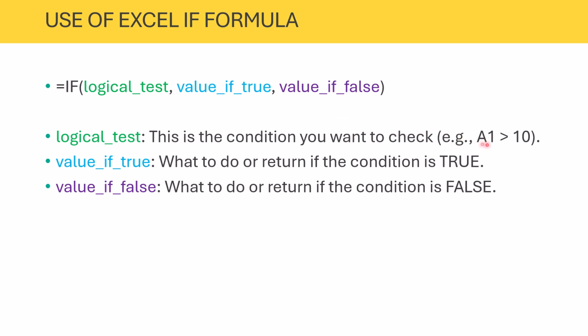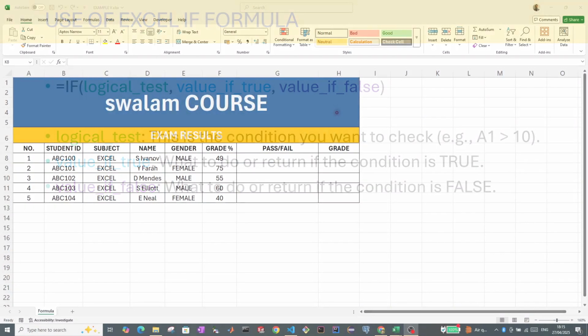For this one, as an example, you want to check if cell A1 is greater than 10. So if this is 11, then this becomes true, because 11 is greater than 10. Then this value will run if true. But if this was 9, which is less than 10, then this value would run. To show you this, I will give you an example to make it more clear.